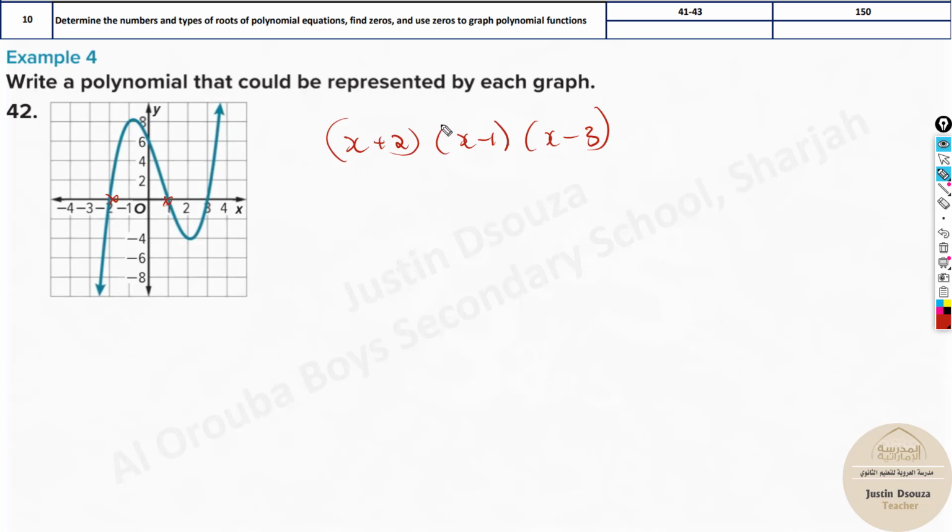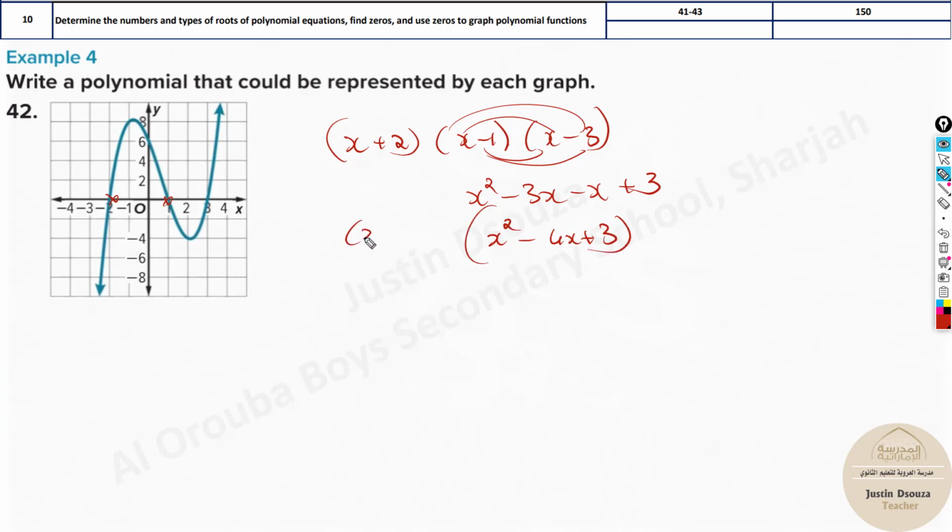It's up to you to choose where you want to multiply. I will just do minus and minus first, like this, and we will have x squared minus 3x minus x plus 3. So you will be remaining with x squared minus 4x plus 3. Now this has to be multiplied with this x plus 2.